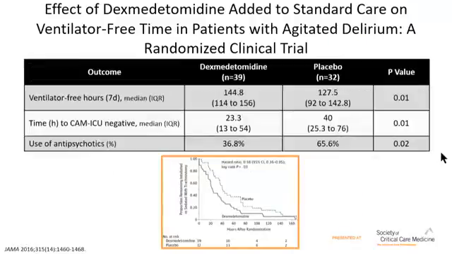And what they showed us was that there was almost 20 additional ventilator-free hours in patients that received dexmedetomidine versus placebo, as well as a shorter time to CAM ICU negative, which was their endpoint to say resolution of delirium. So 23 versus 40 hours of a duration of delirium, as well as patients receiving dexmedetomidine did receive less open-label antipsychotics. And you can see in the graph their time to extubation, or proportion of patients remaining intubated.